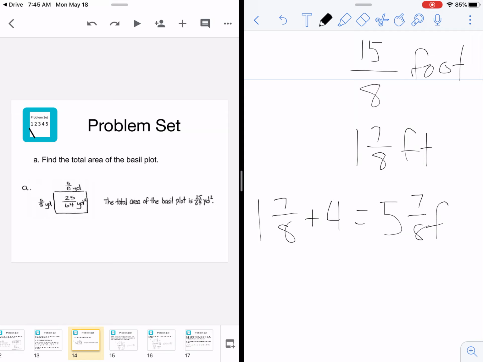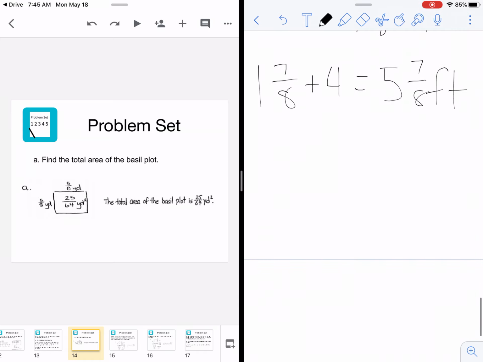That's for one side. The perimeter is all the way around, so how many sides do we have? 4. So we're going to take this 5 7/8 and we're going to multiply it by 4. 5 times 4 is 20. 7/8 times 4 is 28/8.